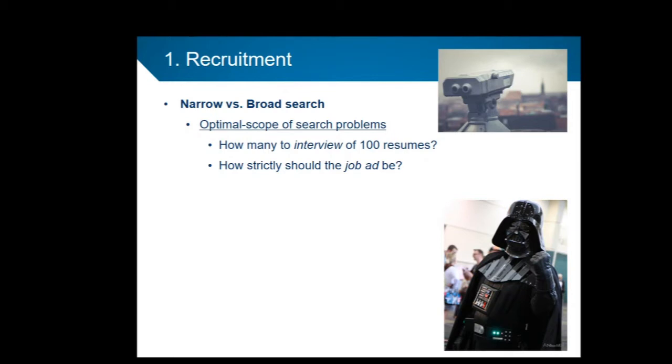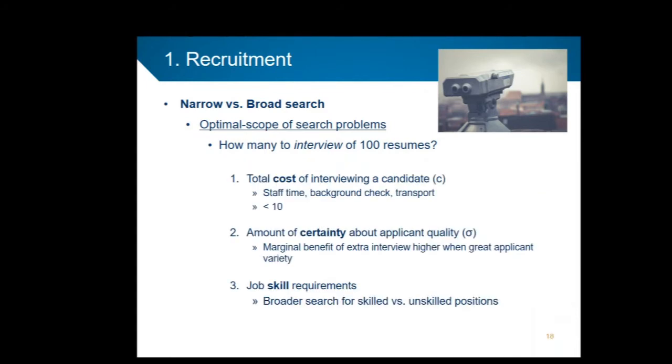Now, all of these questions are examples of optimal scope of search problems. So cases where the organization has to choose between doing a narrow search, so focusing on the number of candidates, or a broad search, so considering a wider applicant pool. Let's first maybe turn to the first question. So how many people should we interview? This depends on three parameters.